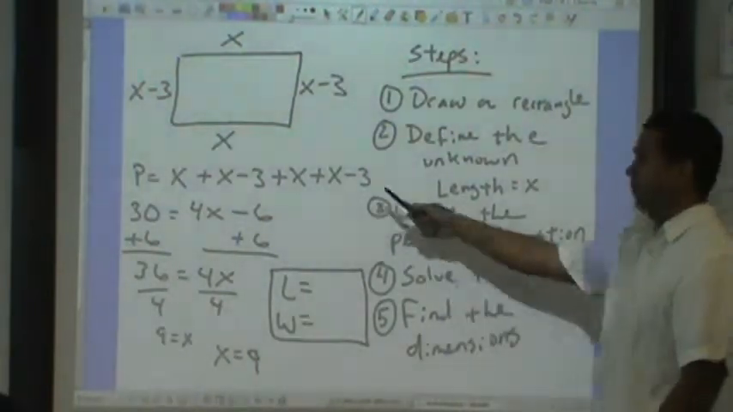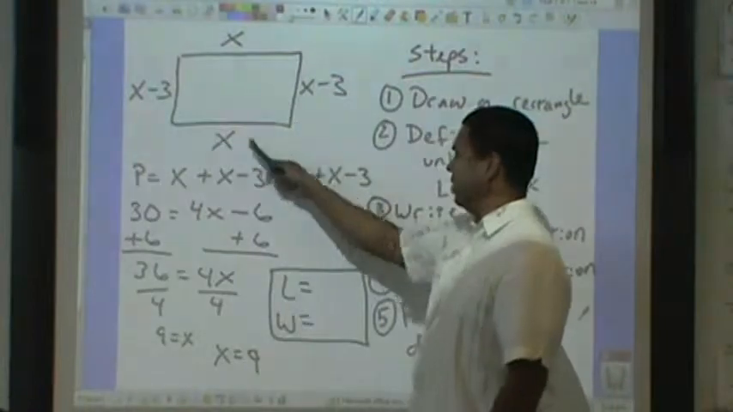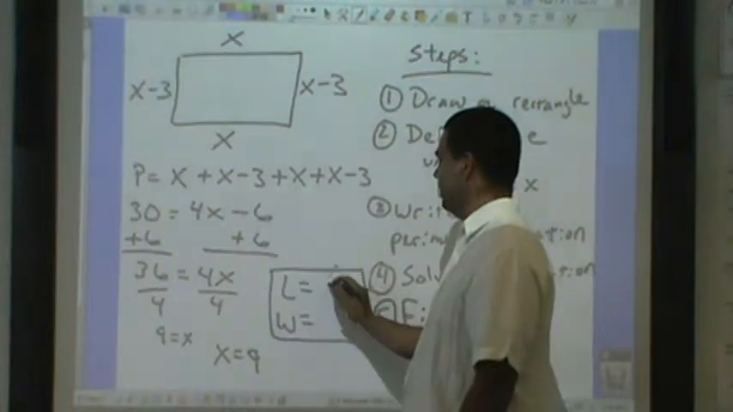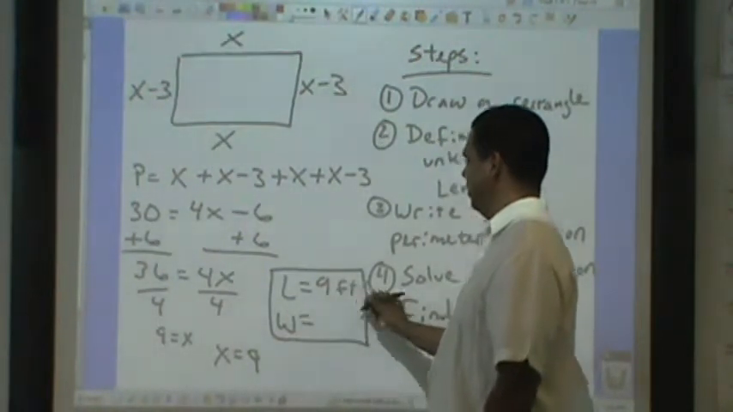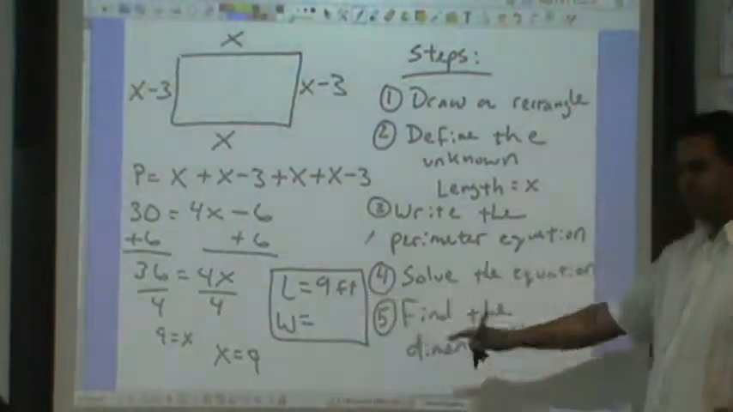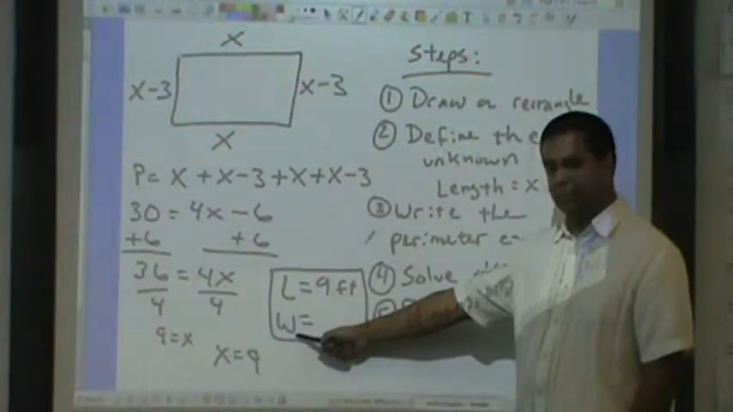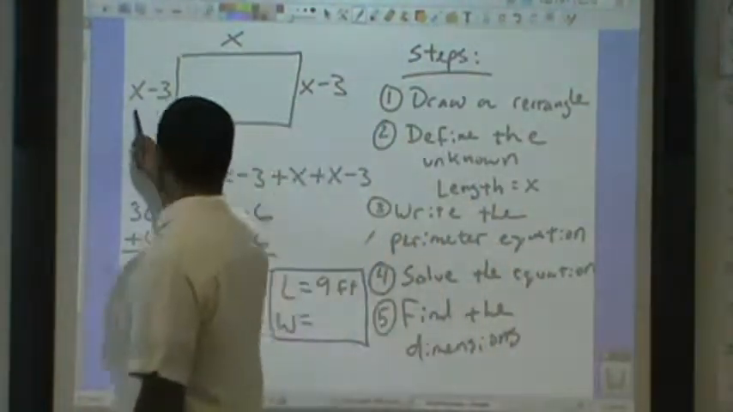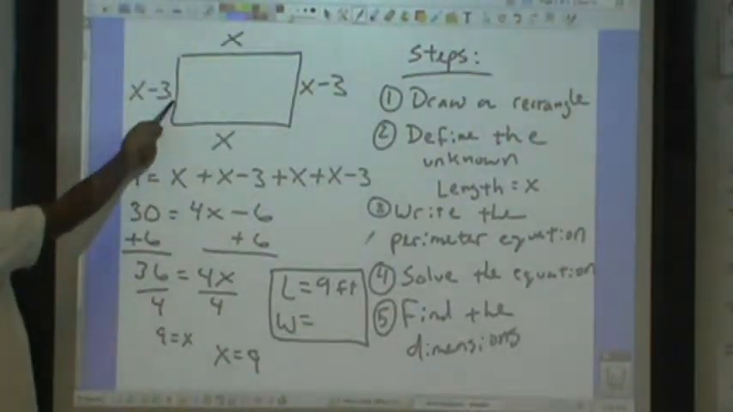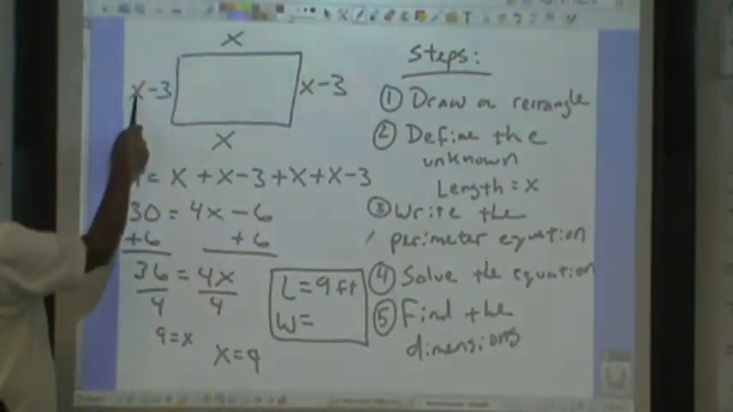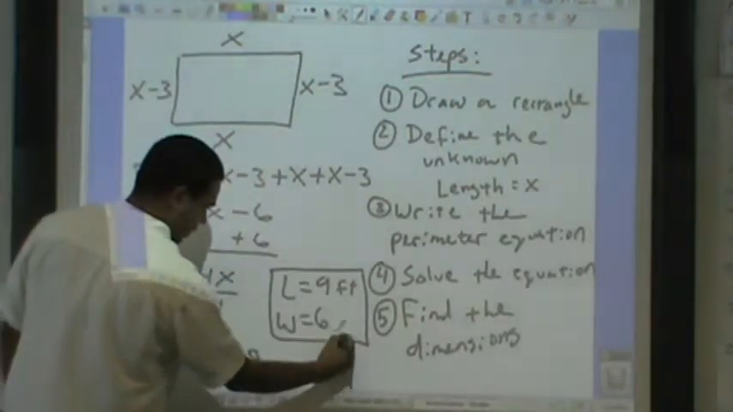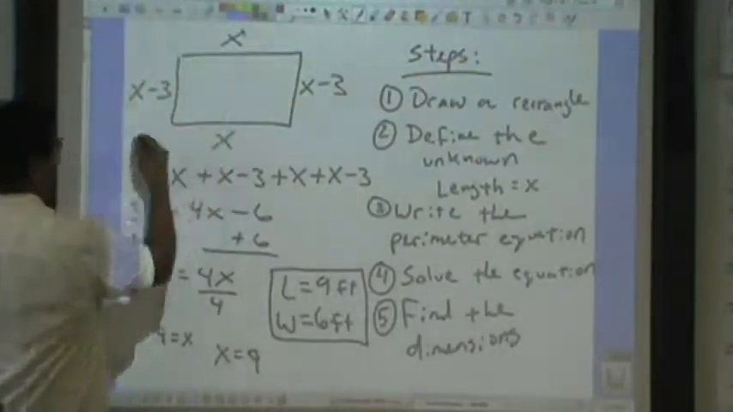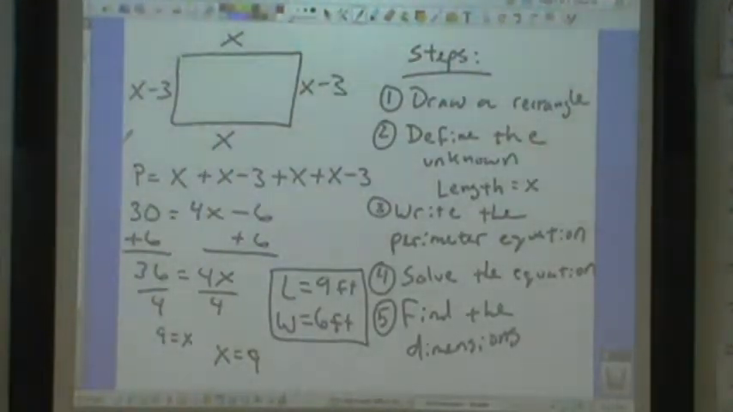So what would be the length? The length was x, right? The length is equal to x, and x was 9, so the length is 9. Don't forget your units, it was in feet. What's the width? 6. How'd you get 6? Because the width was x minus 3. If you look over here, the width was x minus 3. x is 9, you put in the 9, 9 minus 3, 6. That's it. Questions on that? No?